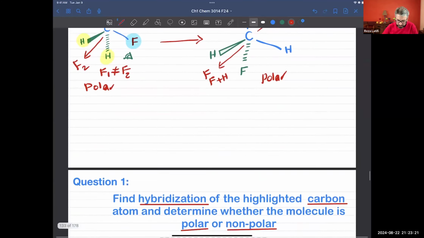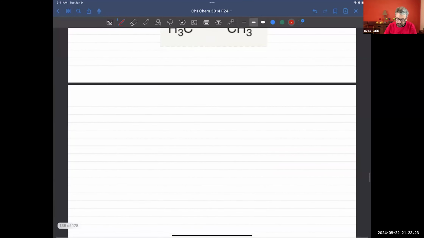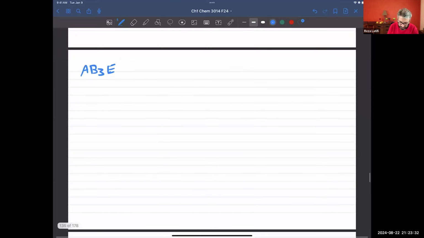Next subject that I'm going to go through. Okay, now I'm going to introduce a lone pair. So I go AB3E. Now I have a lone pair. If you have a lone pair, you get the geometry like this.